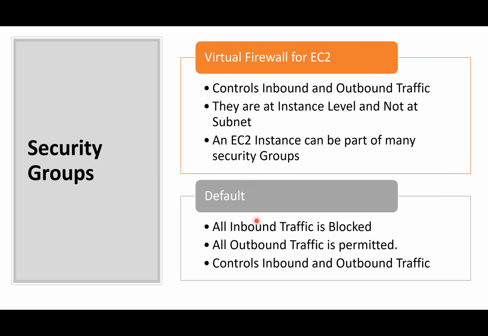By default, all inbound traffic is blocked, which means anything from outside targeted at that EC2 instance is blocked. And all outbound traffic is permitted. So the EC2 instance can talk out to anyone outside, but anything coming inside is blocked. And this is the default setting.